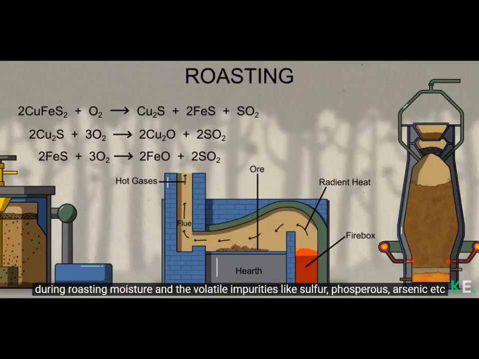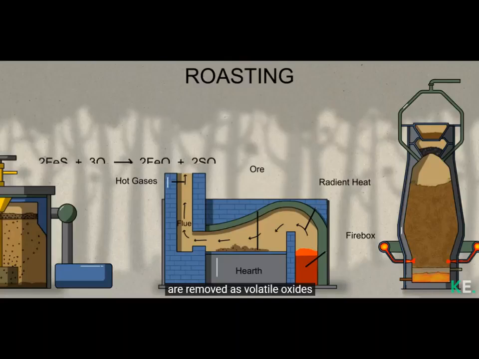During roasting, moisture and the volatile impurities like sulfur, phosphorus, arsenic, etc. are removed as volatile oxides.